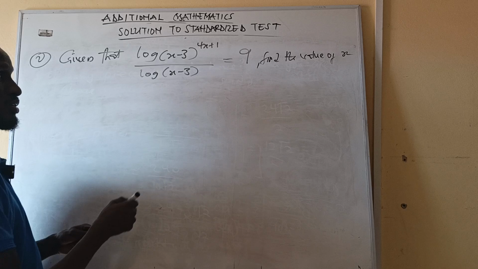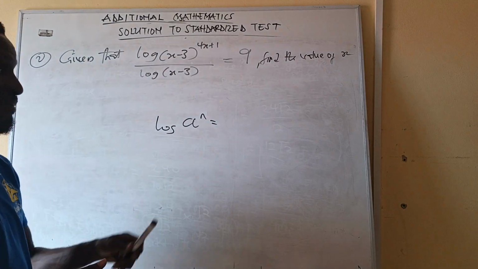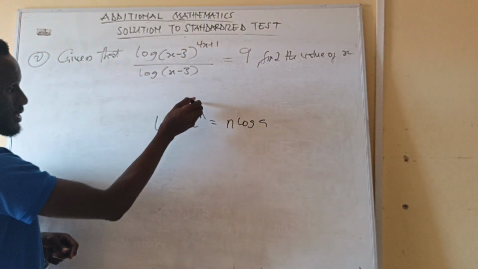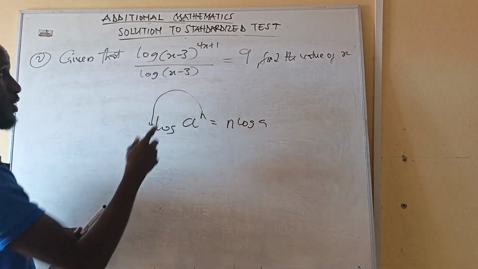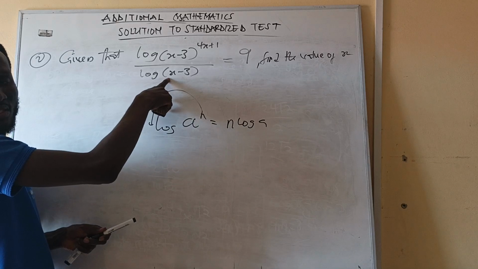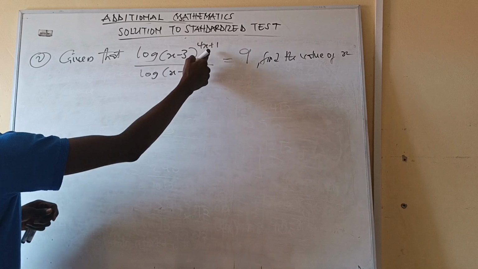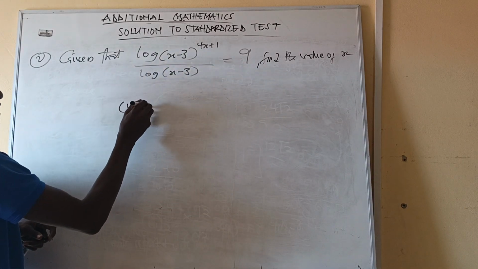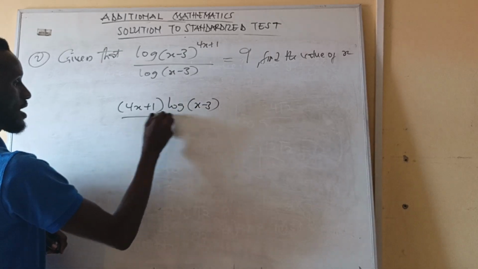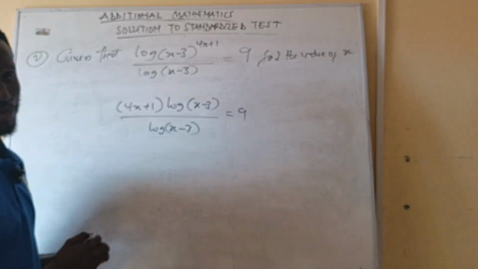Now, the property I'm going to use is that when we have log a to the exponent n, we can bring the exponent to the front of the log, which is the same as n log a. So bringing the exponent to the front of the log, I'm going to do the same thing here, because this one is log (x minus 3). Bringing it to the front, we're going to get 4x plus 1 times log (x minus 3), now divided by log (x minus 3). Now this one is equal to 9.